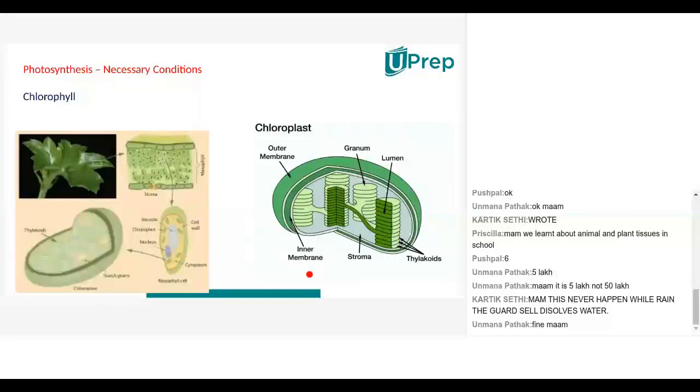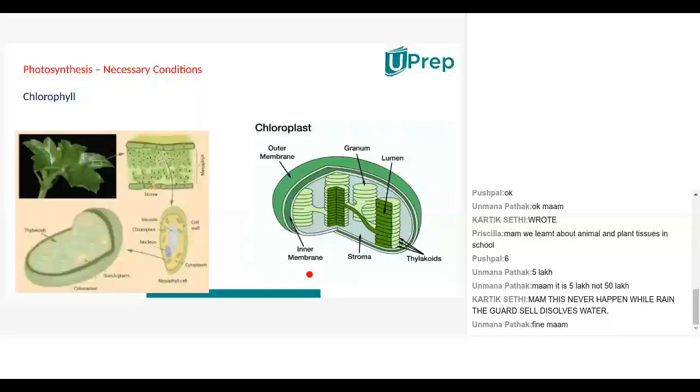Sorry, Karthik? Ma'am, I have a doubt. Yes, please ask. Ma'am, has it ever happened that when the rain is coming, the guard cells open the stomata and water dissolves in them? See, it will not. Thank you, Karthik. I'll try and address this. This is an offbeat question.